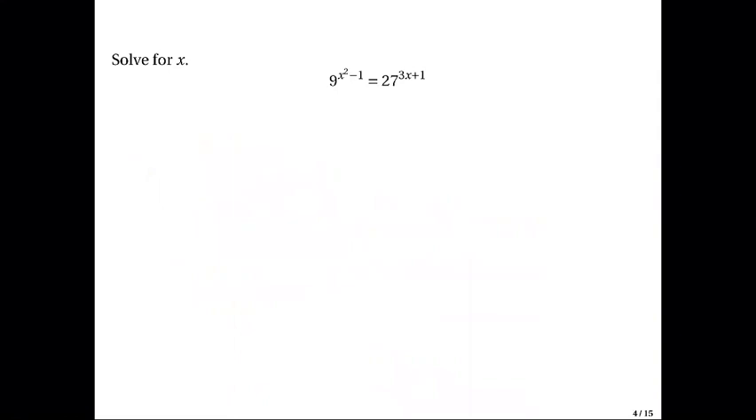Next problem. We have 9 raised to x squared minus 1 equals 27 raised to 3x plus 1. So we want to solve this equation. So observe 9 and 27 here, you can write them as powers of 3. Okay?